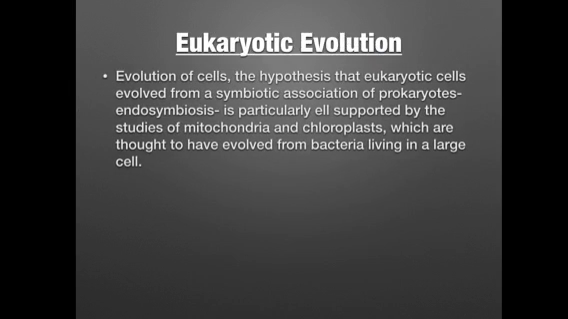What is the eukaryotic evolution? The evolution of cells is stated by the hypothesis that eukaryotic cells evolved from a symbiotic association of prokaryotes by the endosymbiotic theory, which is particularly well supported by the studies of the mitochondria and the chloroplasts, which are thought to have evolved from a bacteria living in a large cell.